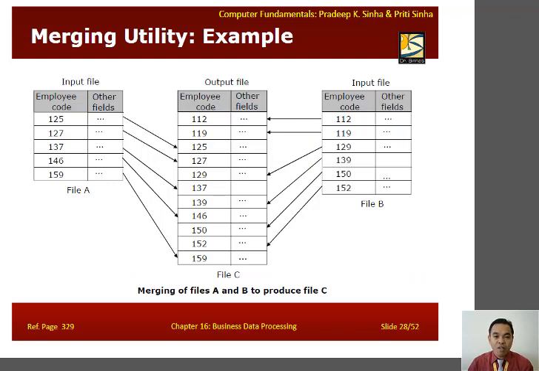Here is an example of merging utility. For example, you have file A and you have file B. The contents will be arranged in order, and that will become your output file, which we're going to call file C.